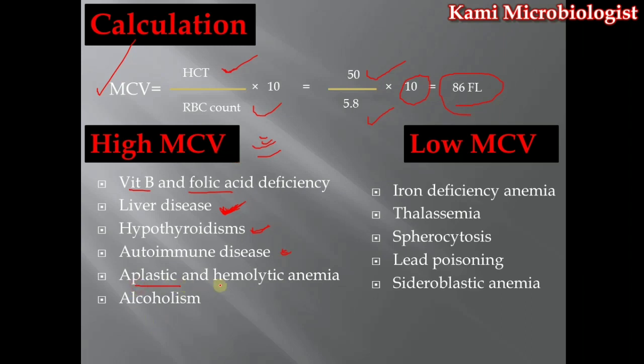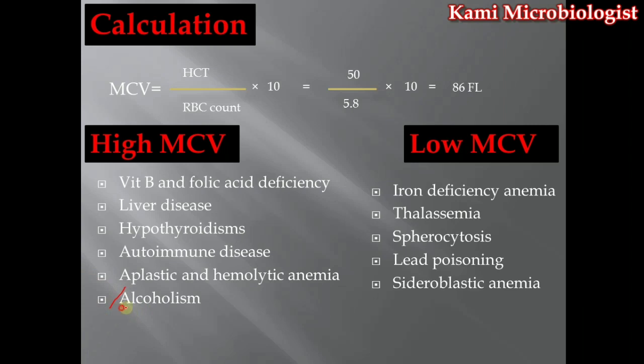Then we have aplastic and hemolytic anemia. In aplastic anemia, the bone marrow is disturbed and it will produce irregularly shaped RBCs. In hemolytic anemia, the RBCs are rapidly ruptured. So these two conditions can also cause a high MCV level in the blood.